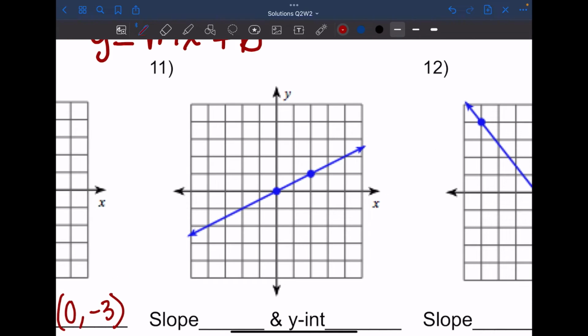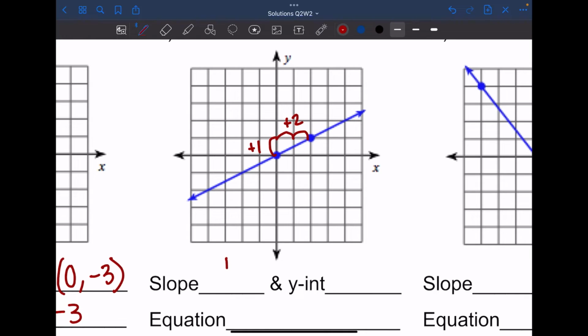So here, starting out, always going from the point on the left to the point on the right, I'm going to go up 1 and then over 1, 2, so plus 1 and plus 2. That means my slope is going to be positive 1 over positive 2, and it's not going to reduce. And now the y-intercept is this point right here, right in the middle, and that is at 0, 0.